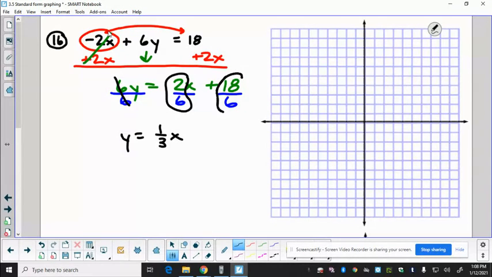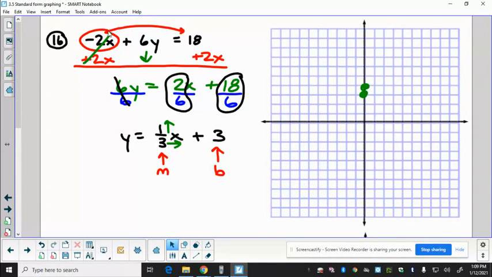Now, this is your slope. There's the y-intercept. Let's start out by graphing the y-intercept at +3. And then from there, let's perform the slope. Since the 1 is positive, it means we move up 1, and the 3 is positive, we move to the right 3. So here we go. Up 1, right 3. Again.